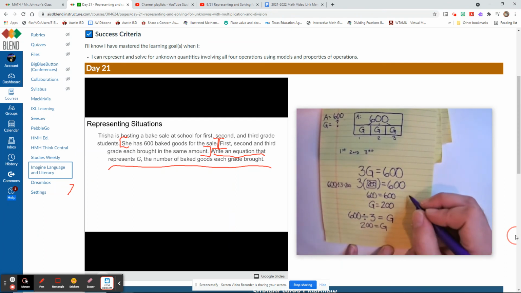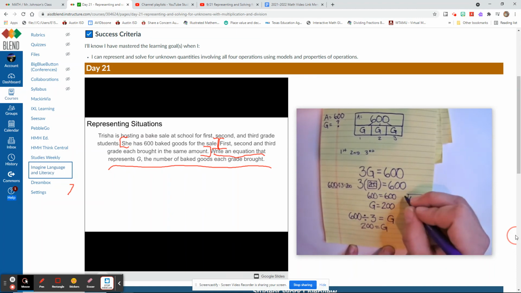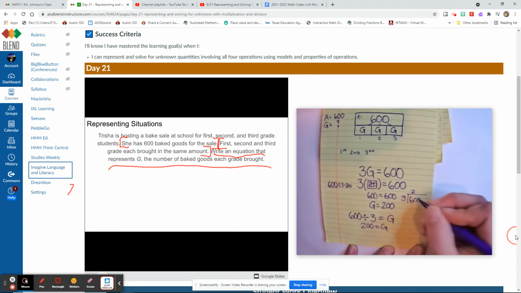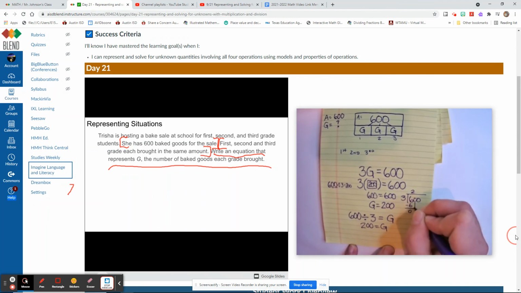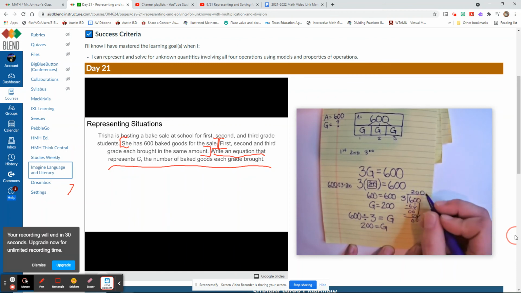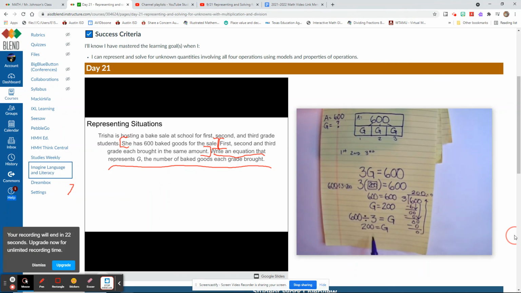Remember, we can also do all sorts of things. We can use long division. 3 goes into 6 2 times. 3 times 2 is 6. 6 minus 6 is 0. 3 goes into 0 0 times. 3 times 0 is 0. 3 goes into 0 0 times, because 3 times 0 is 0. All right, and then we're done. No remainder. Remainder's 0. Either way, we can get 200.